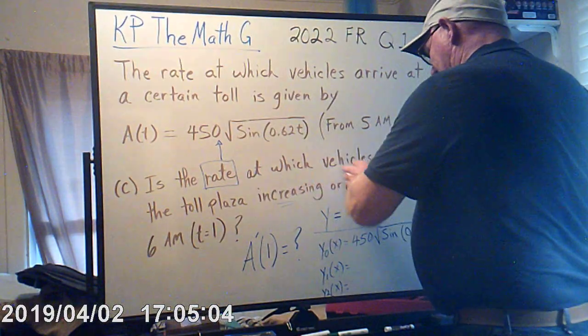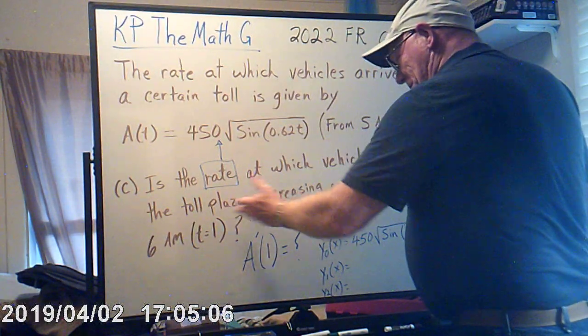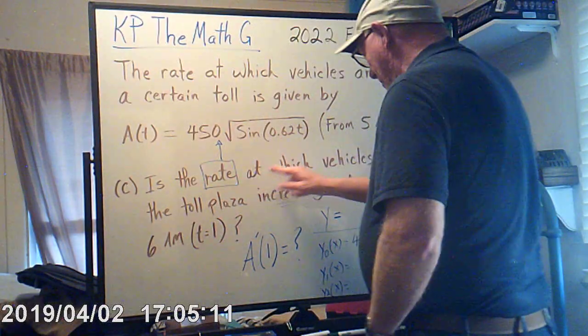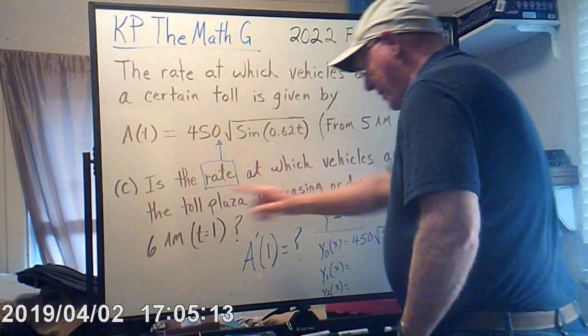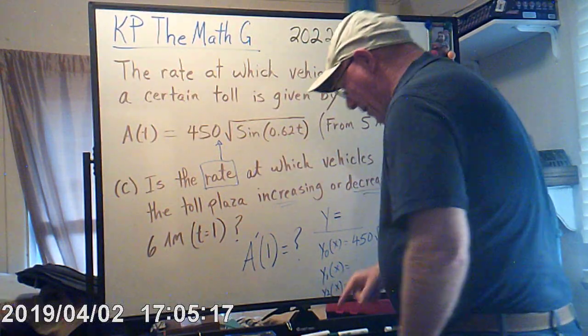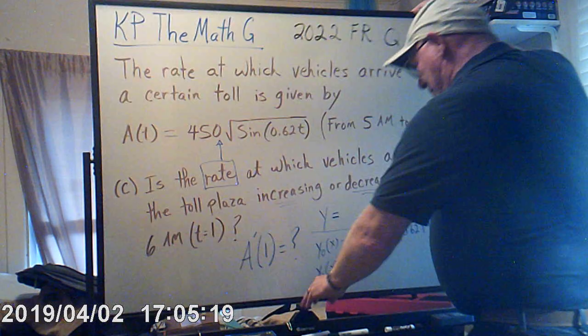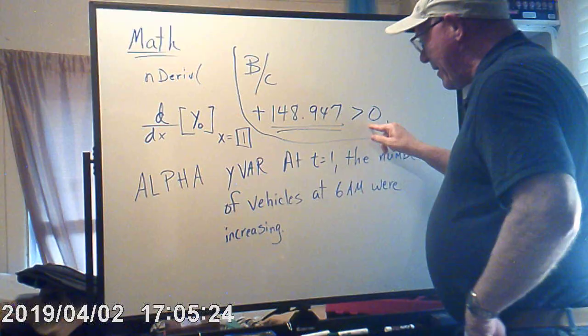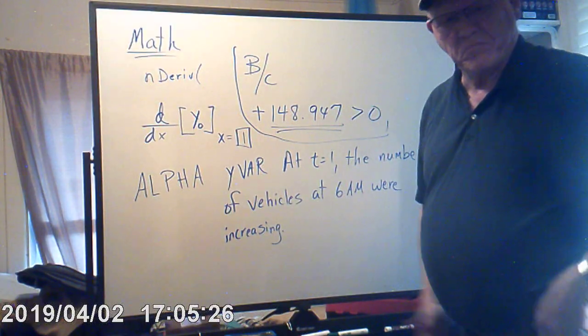Is the rate at which vehicles arrive at the toll plaza increasing? So you might even say, the rate at which vehicles arrive at the toll plaza is increasing because this number here, 148.947, is greater than 0. That's it.